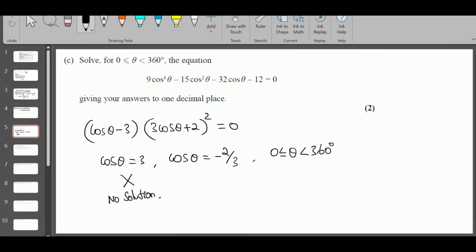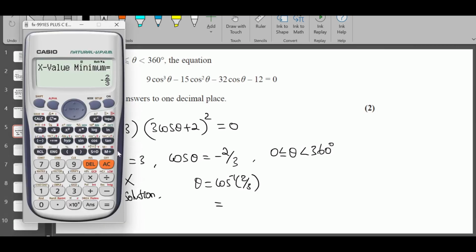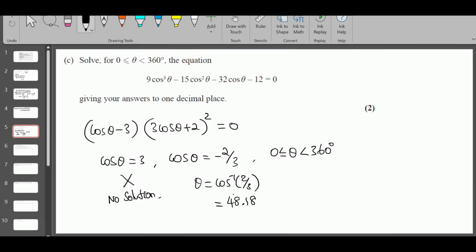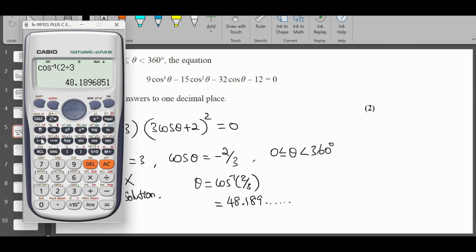So you only need to solve this equation. In the method I teach, when you have a negative number, you still take it as a positive number and find the principal value. That's the principal value. Use degree mode. Cos inverse of 2 over 3 is 48.189. Do not round the figure. Immediately store it as A.